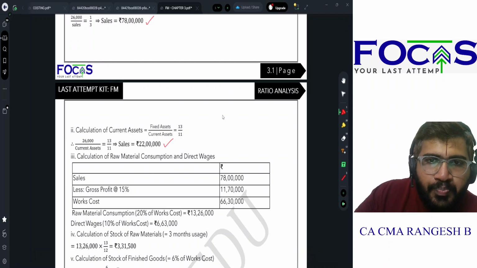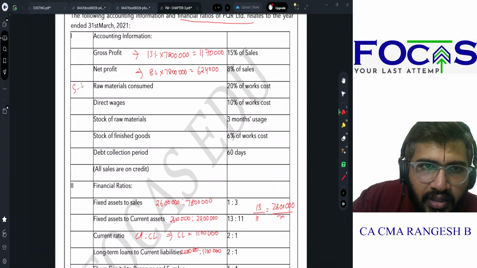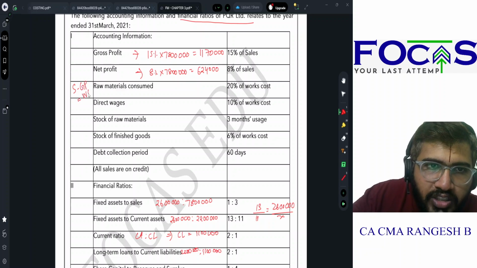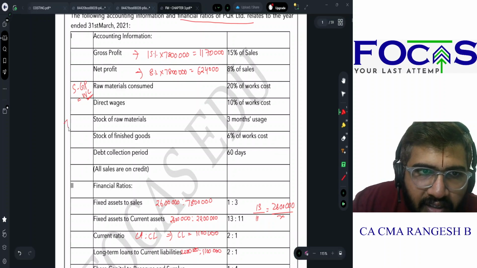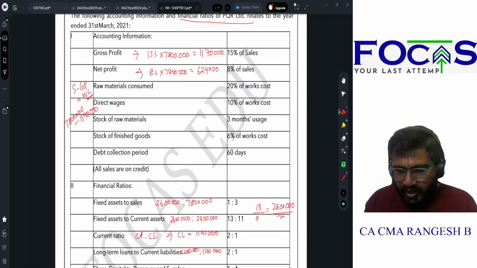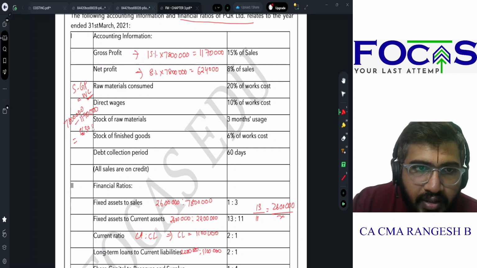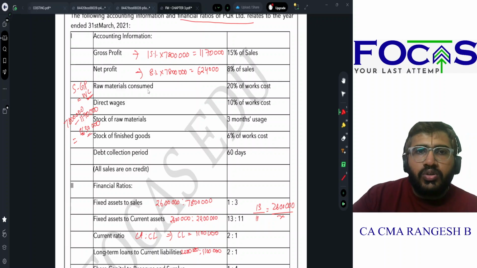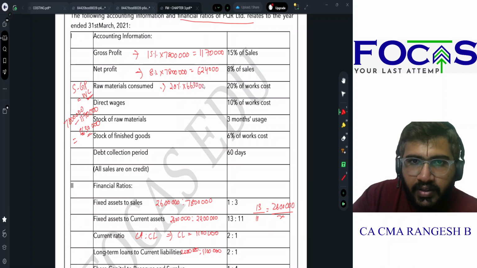So yes, now one more thing. Sales minus gross profit will give you my works cost. Correct? The factory cost will be given, and then I can calculate all the remaining numbers. How much are sales? 78 lakhs. Gross profit is how much? 11,70,000. So 78 lakhs minus 11,70,000 gives you 66,30,000. So raw materials consumed will be 20% of 66,30,000.